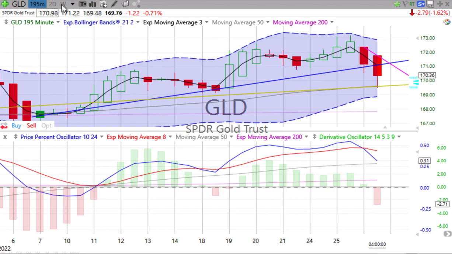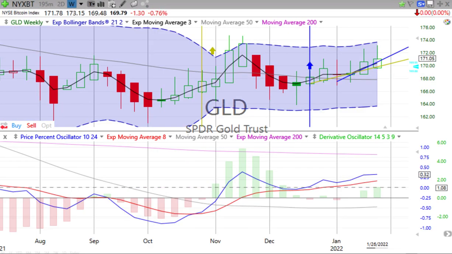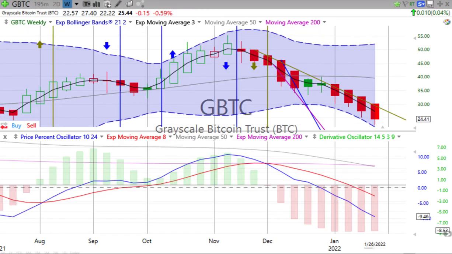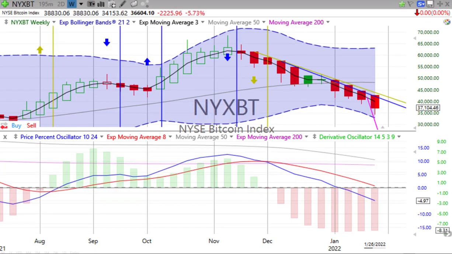Now, Bitcoin is interesting and it's rather tiresome. No movement registered by the New York Stock Exchange Bitcoin Index for the day. 0.00. We look at Grayscale and it was up hardly 0.04%. But when we look at where Bitcoin is, still lots of downward momentum, price percent oscillator heading down, derivative oscillator about flat on that weekly chart.